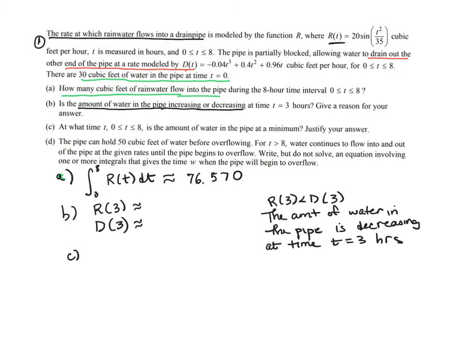And then part C would be, at what time T is the amount of water in the pipe minimum? Okay, now that is asking for the closed interval test. And it has to be on the closed interval test on a function that represents the amount of water at any time t.